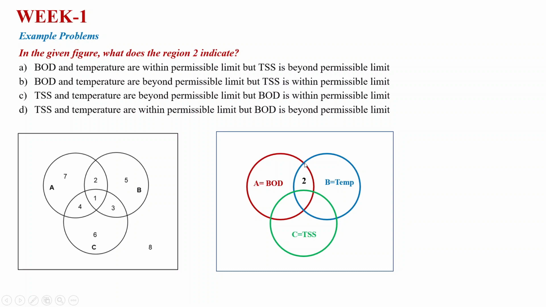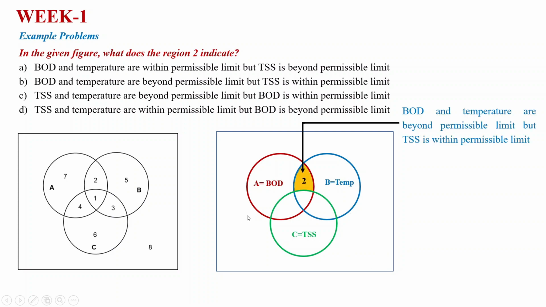So what does region 2 represent? Region 2 represents that BOD is beyond permissible limit and temperature is beyond permissible limit, but it doesn't represent that TSS is beyond permissible limit. So the answer is B: BOD and temperature beyond permissible limit, but TSS is within permissible limit. This circle represents TSS beyond permissible limit, and the complement of this indicates that TSS is within permissible limit. So the answer is B.